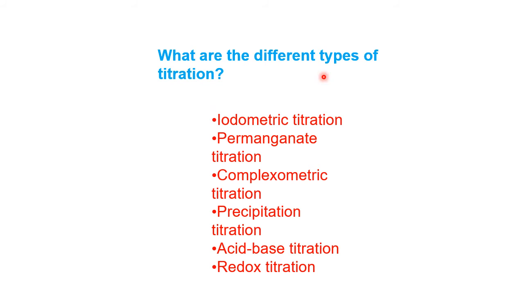What are the different types of titration? Here are the different types of titration: iodometric, permanganate, complexometric, precipitation, acid base, redox. Acid base and redox we are doing. Acid base in the 11th class, redox in the 12th class. But these four we learn in the higher class.